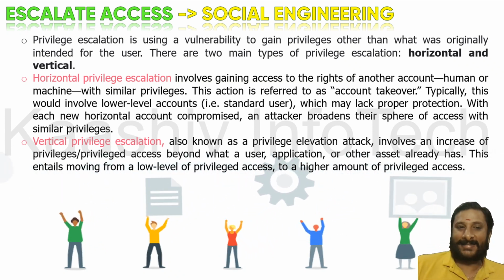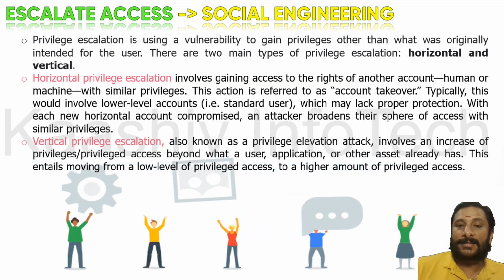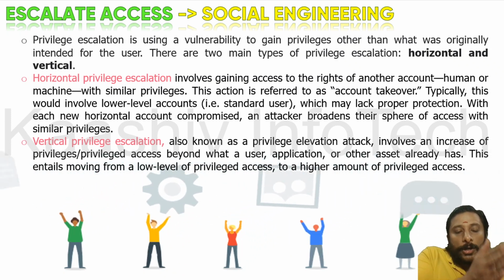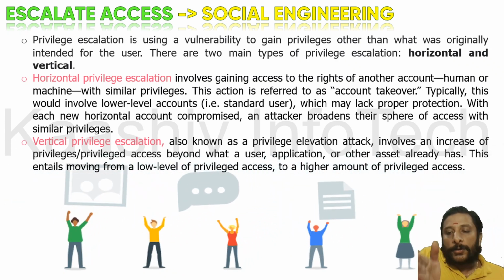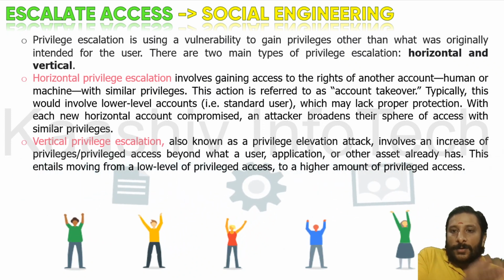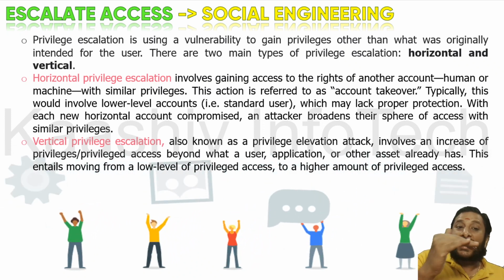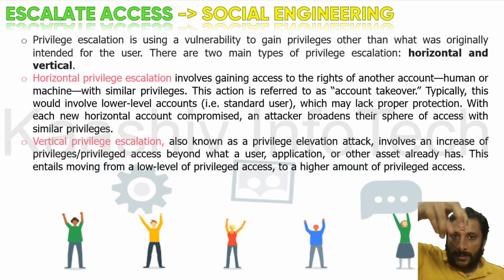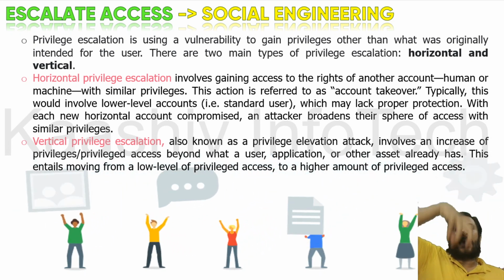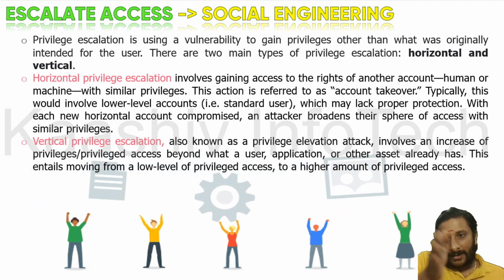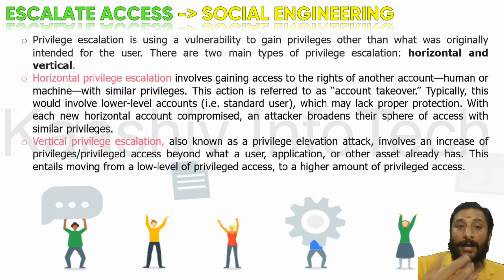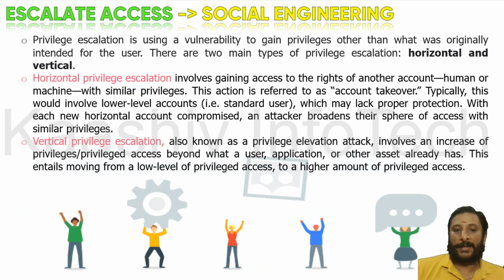and elevate the access. Elevation can be horizontal or vertical. Horizontal means I will try to create users with this account, so giving rights to another account is horizontal elevation. Vertical elevation means one user I'll try to give in-depth access, another user with the same login in-depth access. That is how escalating the access will be happening.